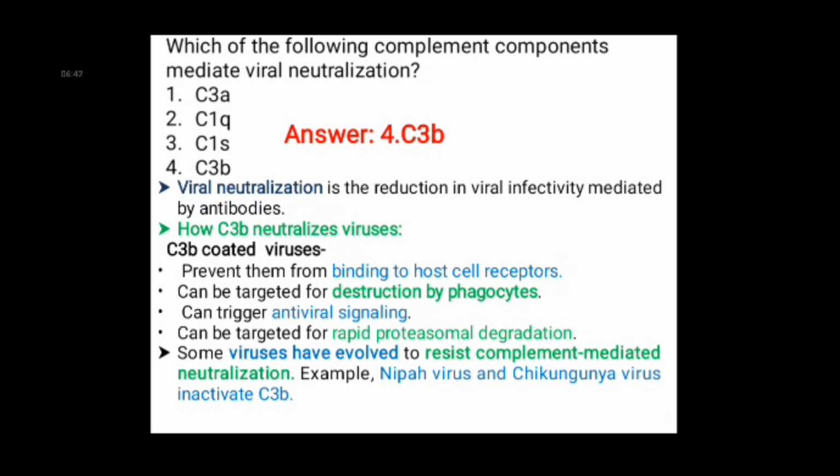Now, how C3b neutralizes viruses? C3b coated viruses are prevented from binding to the host cell receptor. They can be targeted for destruction by phagocytes. It can trigger antiviral signaling. They can be targeted for rapid proteasomal degradation. Thus, C3b neutralizes viruses. Some viruses have evolved to resist complement-mediated neutralization. For example, Nipah virus and chikungunya virus inactivate C3b, thus preventing viral neutralization.